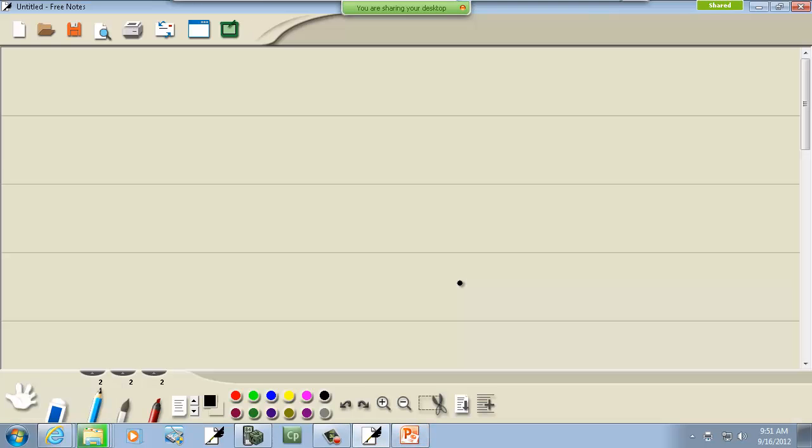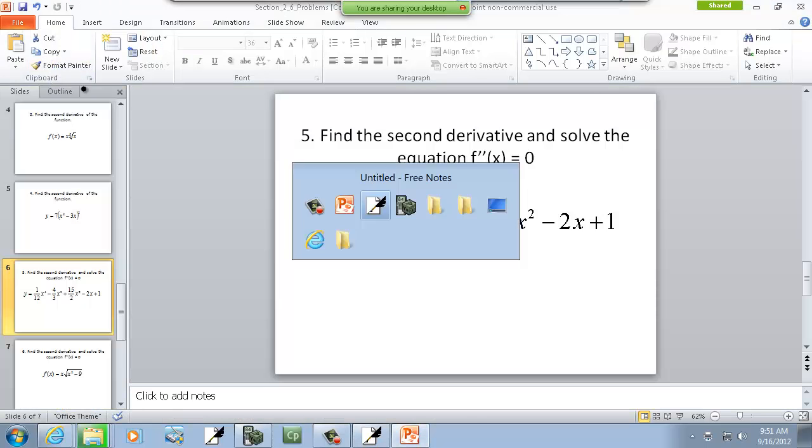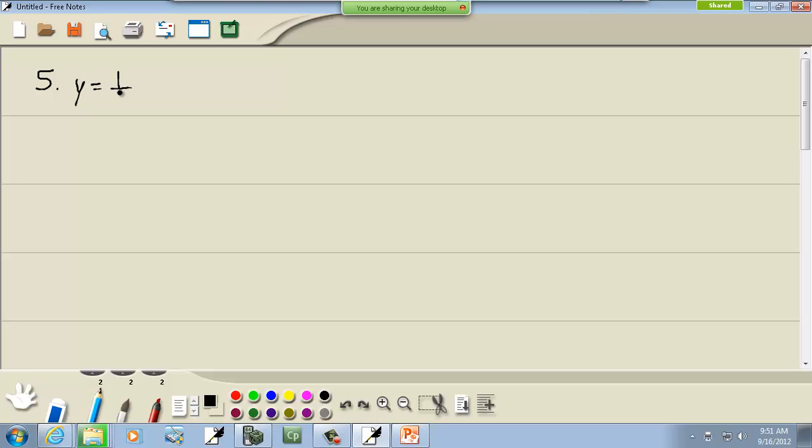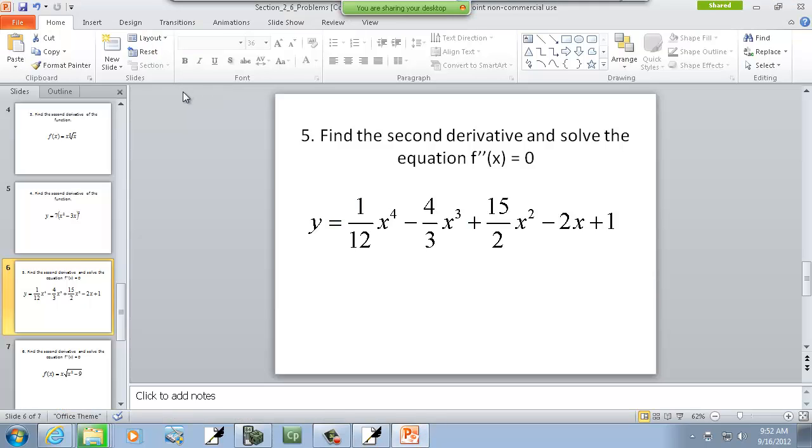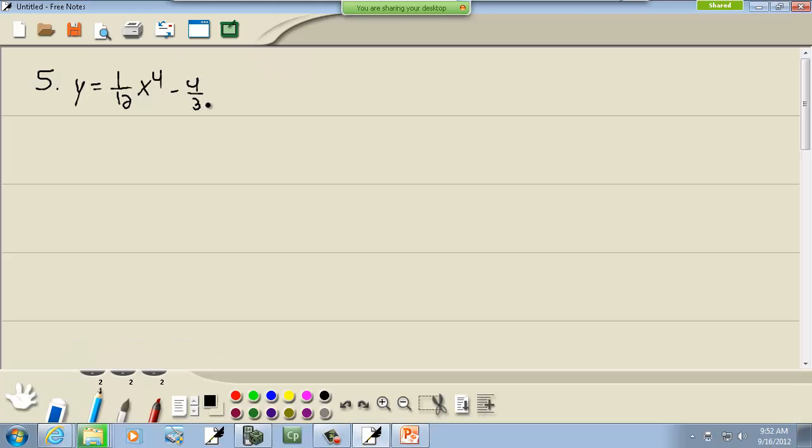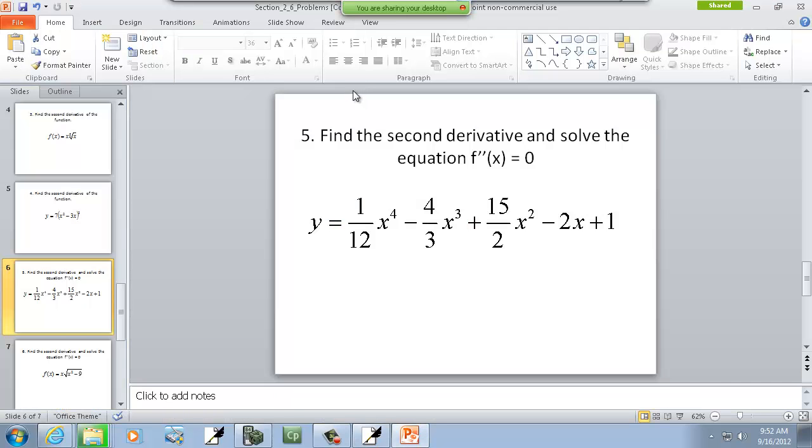Okay, let's look at this problem. We've got y equals 1/12 x to the fourth minus 4/3 x to the third plus 15/2 x squared minus 2x plus 1. It says find a second derivative and solve the equation. Let's first do the first part. Find a second derivative.